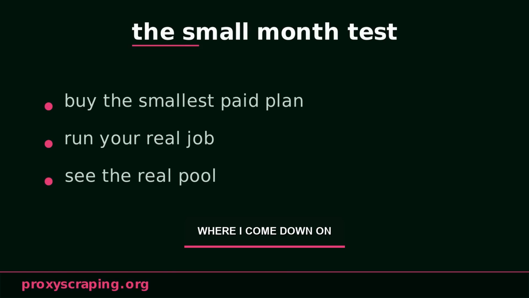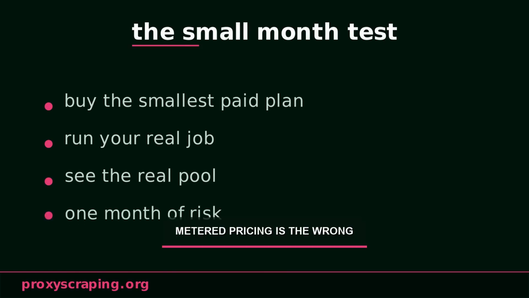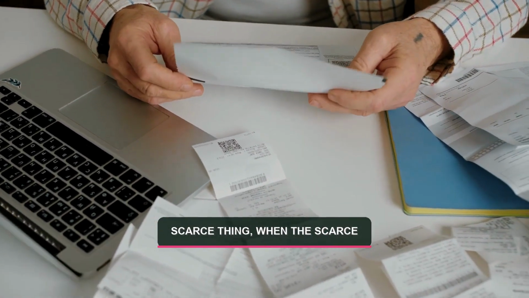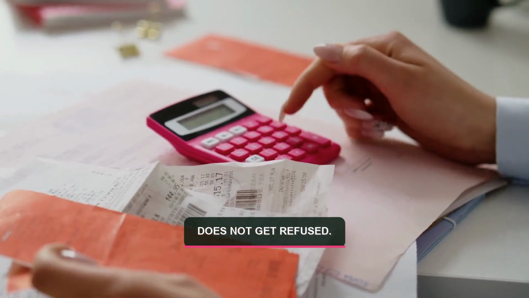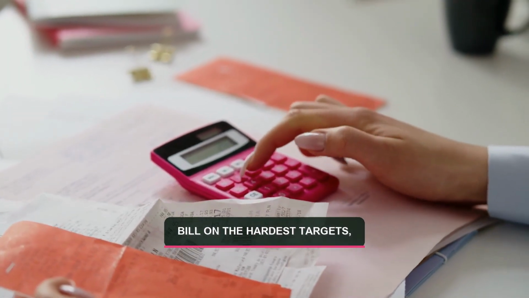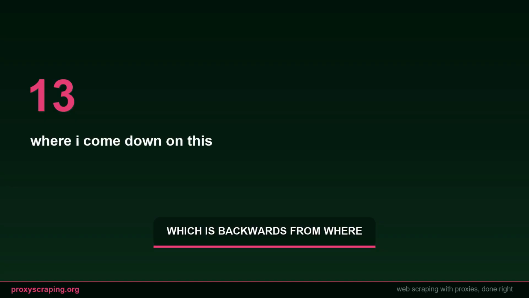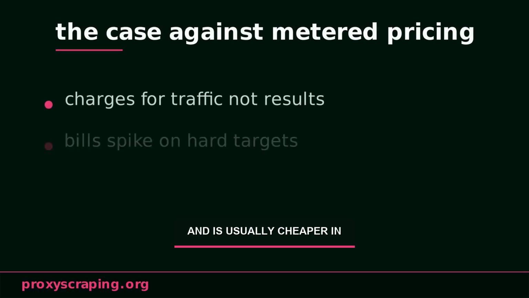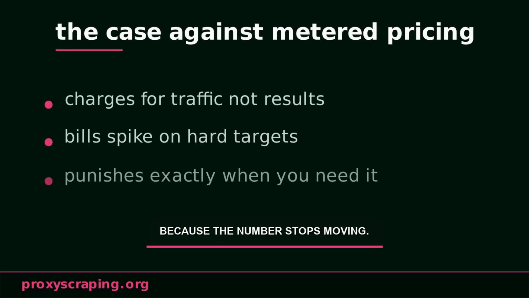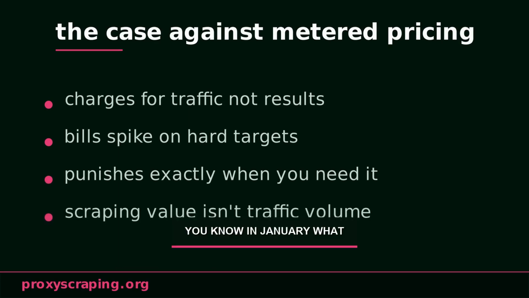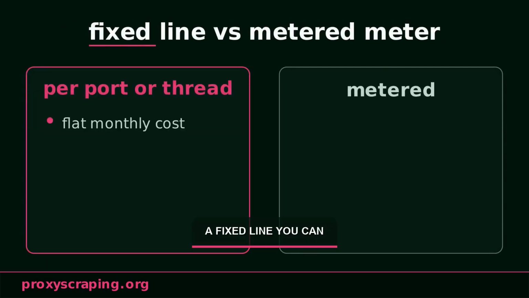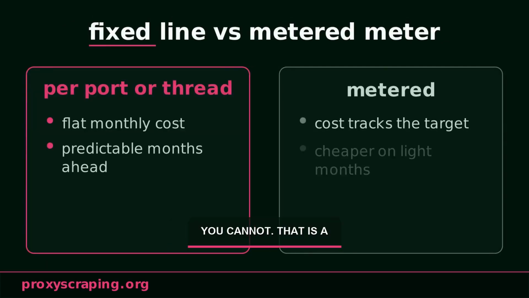Where I come down on this: metered pricing is the wrong shape for scraping. It treats traffic as the scarce thing, when the scarce thing is a request that does not get refused, and it sends the biggest bill on the hardest targets, which is backwards from where the value sits. Per port and per thread pricing looks worse on the page and is usually cheaper in the bank statement because the number stops moving. You know in January what December will cost. For a job that runs continuously, a fixed line you can plan around beats a meter you cannot.